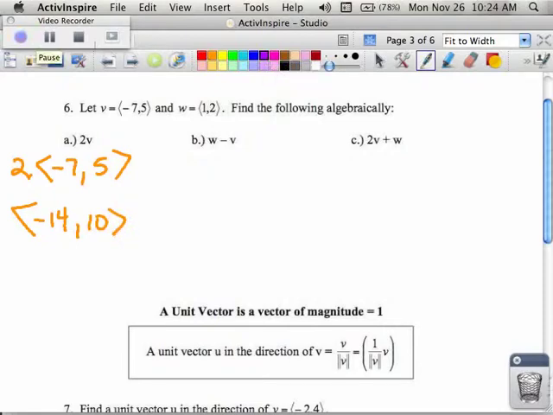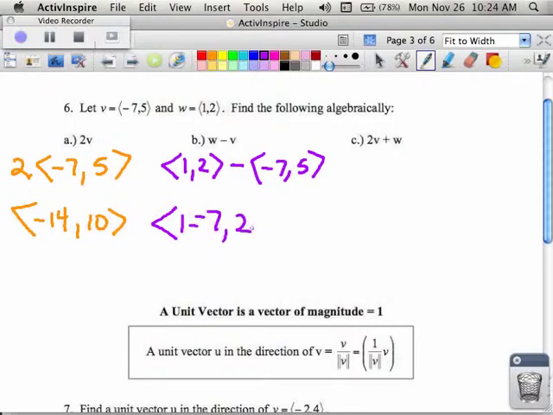Number 2, w minus v means 1, 2 minus -7, 5, which means 1 minus -7, 2 minus 5, for a final answer of 8, negative 3.